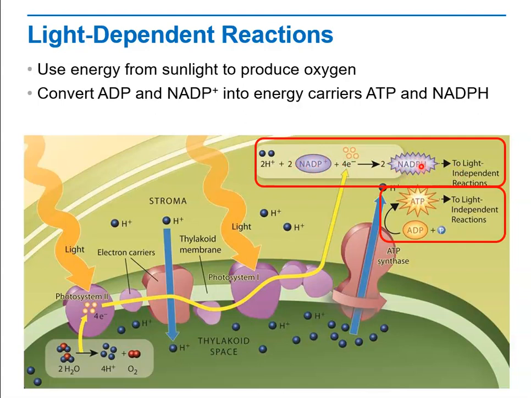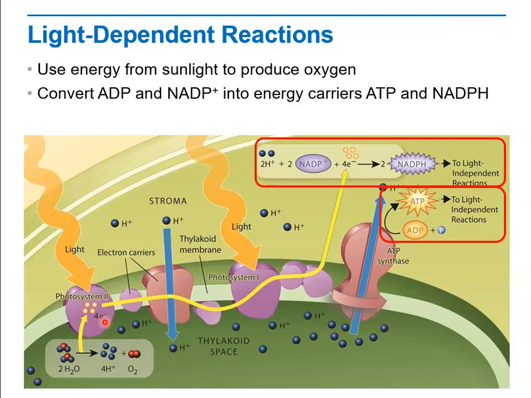So what we actually get is 2 NADPH molecules out of each cycle of the light-dependent reaction and 1 ATP molecule. Again, the end result of this light-dependent reaction is to convert ADP and NADP plus into the energy carriers ATP and NADPH. There are 4 main stages of the light-dependent reactions.